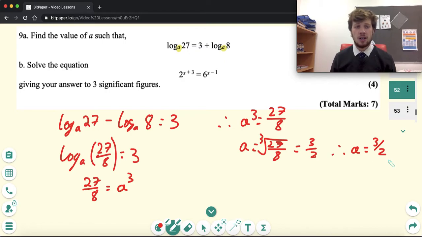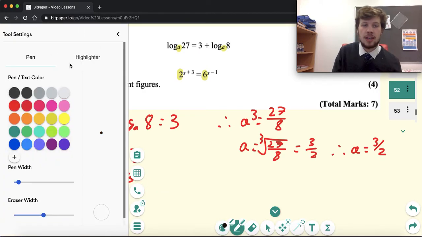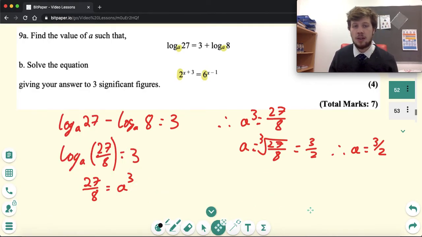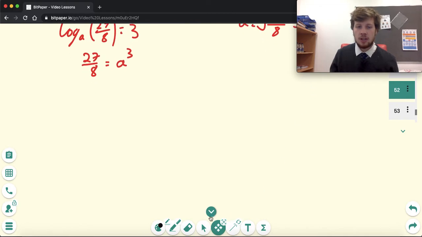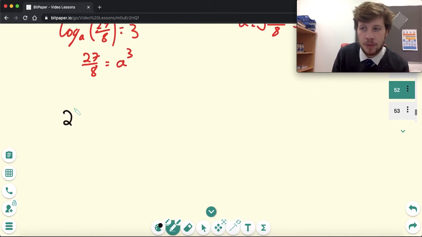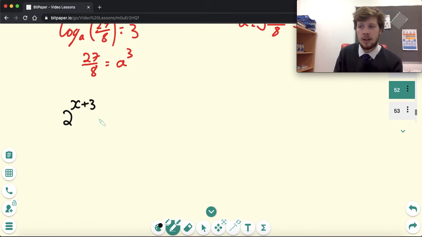For the next part, it says solve the equation 2 to the power of x plus 3 equals 6 to the power of x take away 1. Now again, we have an issue where our bases aren't the same value. So what I'm going to do is just use the generic log so that I can get rid of the exponents in some way. So I'm going to do this working out in black. I'm going to scroll down a little bit and rewrite the question. So 2 to the x plus 3 equals 6 to the x minus 1.